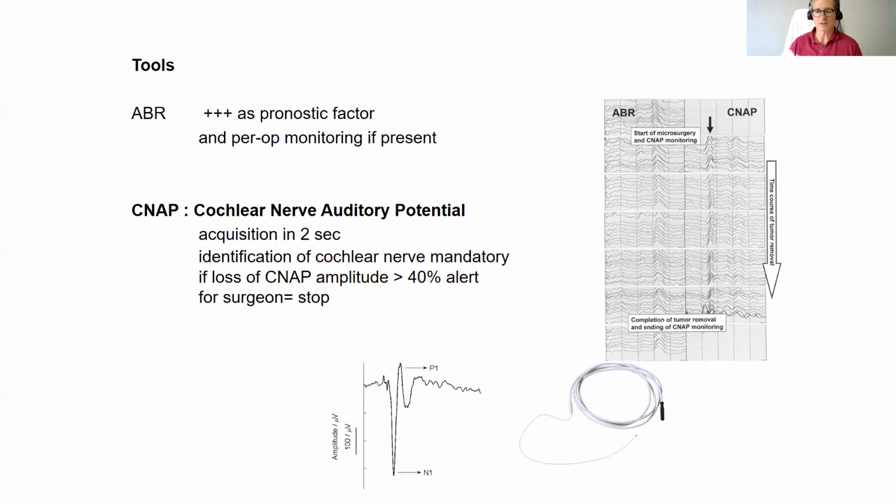If you are damaging the nerve, you can stop in 2 seconds. And if you see a loss of cochlear nerve auditory potential amplitude more than 40%, you have to stop. And then you can have recovery. So in such rare indication, it's very helpful.